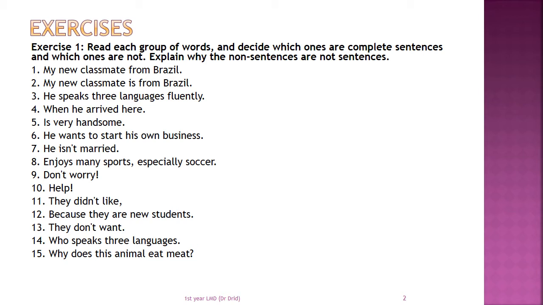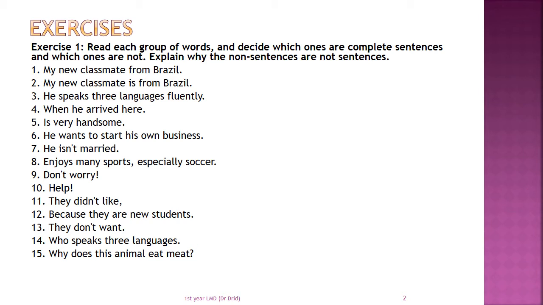1. My new classmate from Brazil. Is the idea complete? It seems to be complete. Now, the structure. Do we have a subject and a predicate? Do we have a subject which is followed by a verb, then a group of words? Let's see. My new classmate from Brazil. There is no verb. It means that the predicate is incomplete. This is not a sentence.